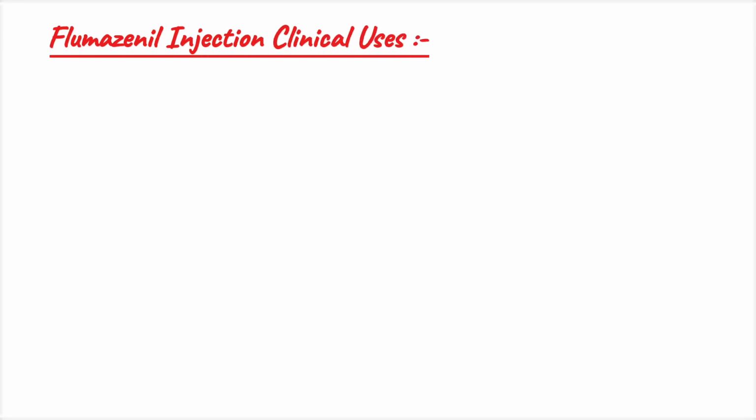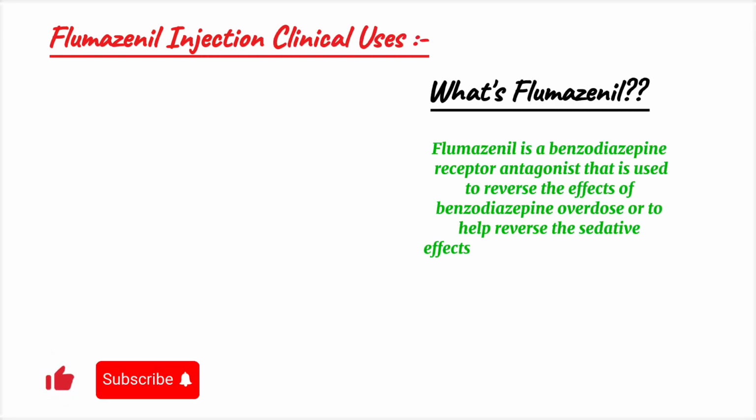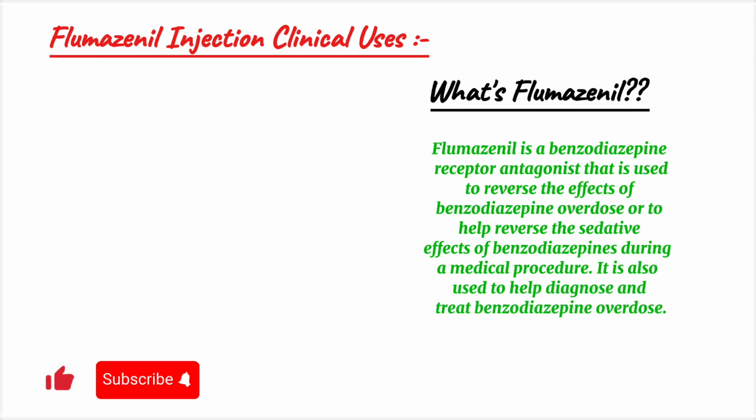Flumazenil injection clinical uses. What's flumazenil? Flumazenil is a benzodiazepine receptor antagonist that is used to reverse the effects of benzodiazepine overdose or to help reverse the sedative effects of benzodiazepines during a medical procedure. It is also used to help diagnose and treat benzodiazepine overdose.